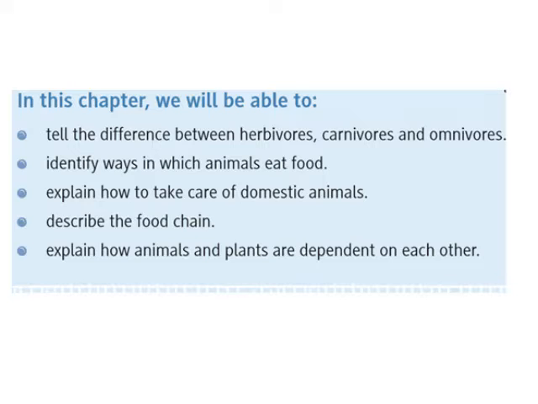We shall also be able to explain how to take care of domestic animals. As we're going to learn about animals, taking care of animals is also a very important thing, so we will learn in detail. Food chain, a very important thing. The concept of the food chain is very important. And how plants and animals depend on each other. These are all the main features which we are going to learn in chapter 3.